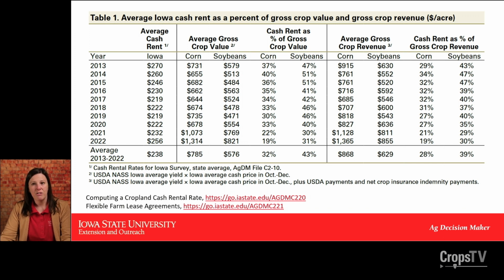The gross crop revenue adds in if there were any USDA payments. It pulls in data from the RMA on crop insurance payments. And so flexible lease agreements have grown in use and interest.